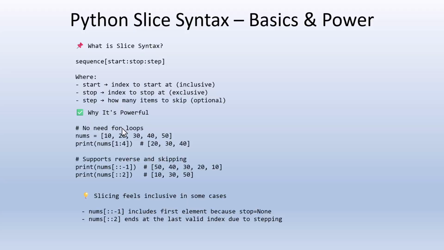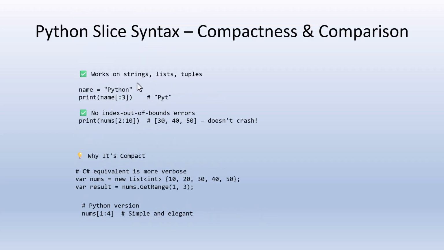Okay, this I have already covered. So it works on strings and tuples too. If name is a string, Python, print name from start is P because it is not specified, and this is up to start, stop, and step. So stop is at 3, PYT. It prints out PYT. Okay, and no index out of bound errors, which I have just told, it doesn't crash.